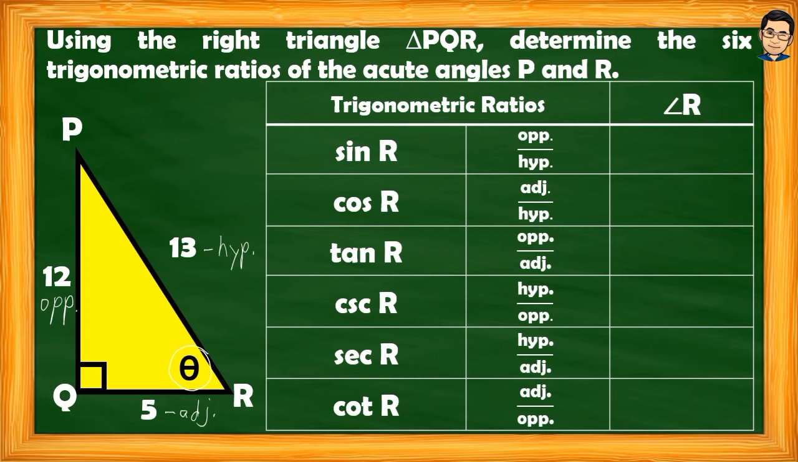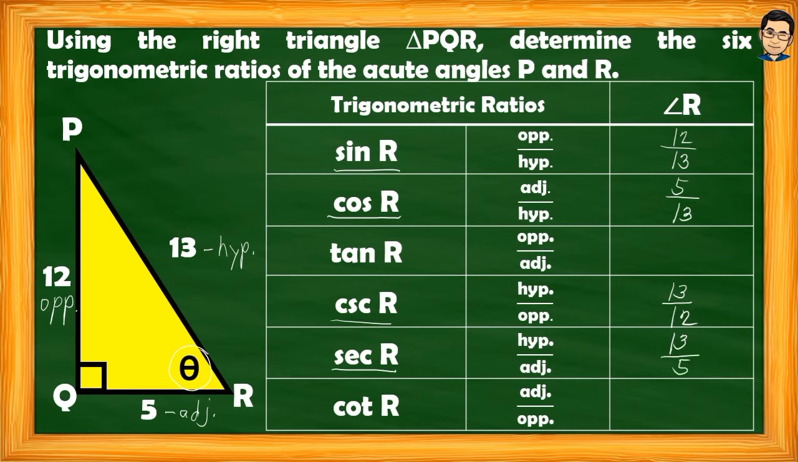So, sine r, so opposite over hypotenuse, so opposite side measures 12, and then yung hypotenuse natin is 13. So, reciprocal ng sine is cosecant. Okay? So, that will become 13 over 12. Next, cosine r, that is adjacent over hypotenuse. So, adjacent is 5, then hypotenuse is 13. And then, the reciprocal of cosine is secant. So, 5 over 13 will become 13 over 5.